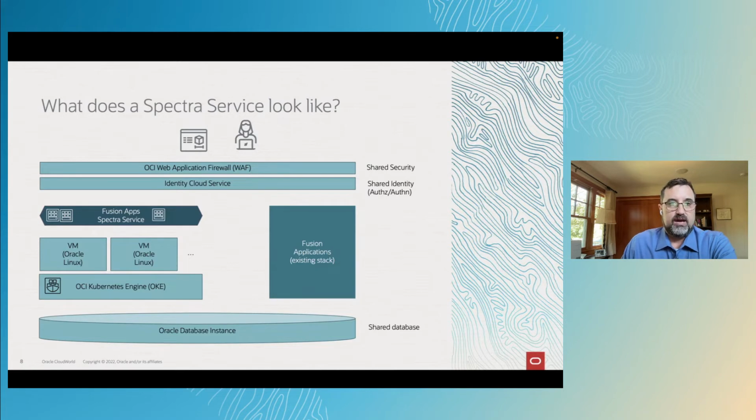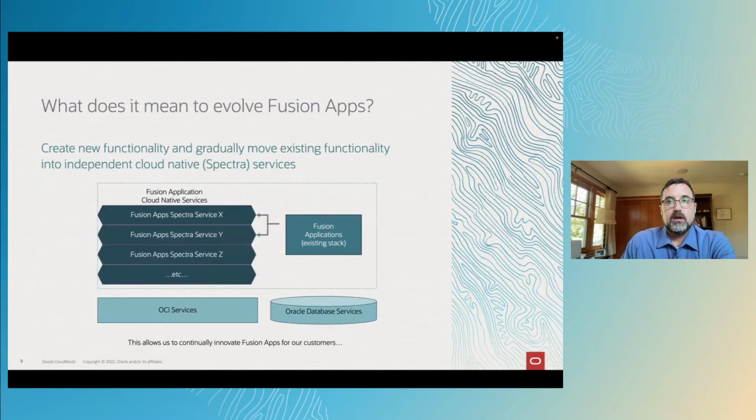But what that means is you have a shared security layer like the application firewall, the web application firewall, the WAF at the outer edge where the customer is accessing this information. You have a shared identity across these new services we're building and the existing stack of Fusion applications. And at the bottom, you have that shared database instance. We're not separating out the data. So the Fusion apps then are built on top of OKE, running obviously VMs and the services, and I'll give a little more detail there as we go.